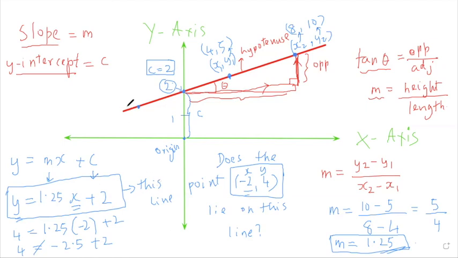All right. So this is what equation of a line is. So this is the general form of the equation of a line. So you can make a note of this.